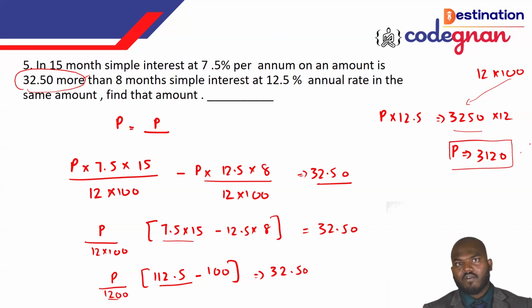We have already practiced this step in very early questions, but this is the first time you are dealing with these questions in these terms. I hope you understand this one, guys. If you want, I'll explain it again. This is a 15-month simple interest question with 7.5 percent per annum on an amount, which is 32.50 more than the 8 months at simple interest of 12.5. So first I take the values and make the minus of this one, which is the difference of the values. You have the extra of 32.50, and I'm manipulating the answer.